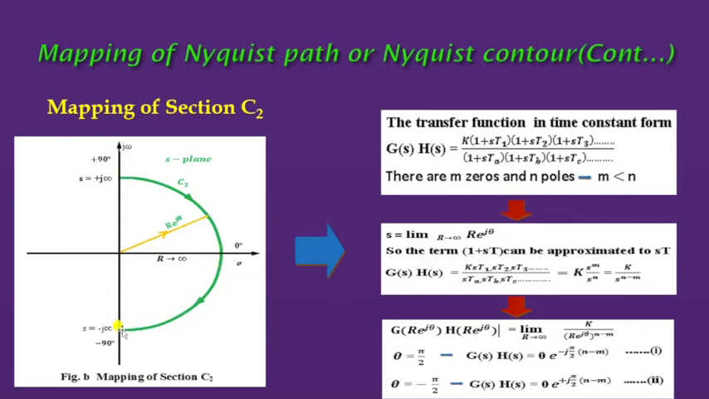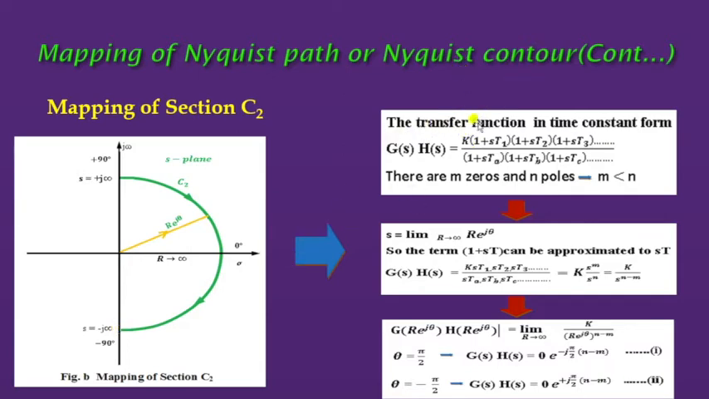The mapping of section 2 from the S plane to the G(s)H(s) plane can be obtained by putting S equal to R e to the power j theta, where R tends to infinity and theta varies from plus 90 to 0 to minus 90.